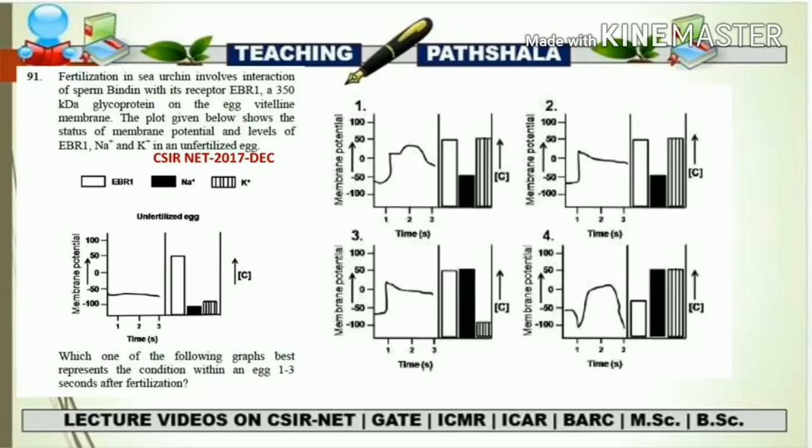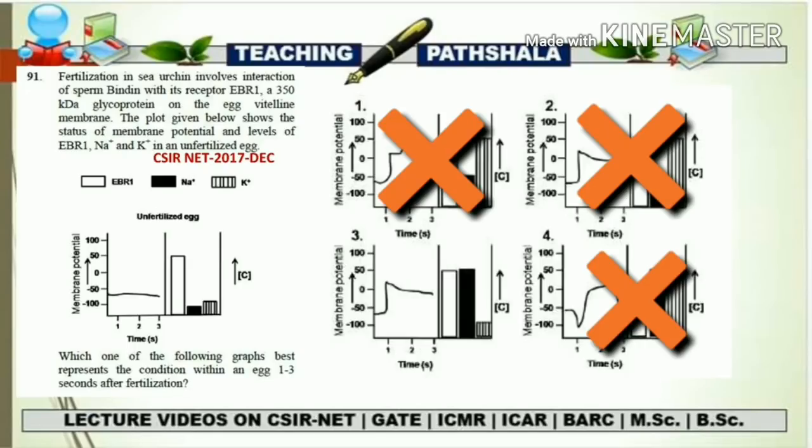So we have seen all the different conditions of the fast block of polyspermy: there will be an increase in the sodium concentration, a little bit of decrease in the potassium concentration, and no effect on EBR1 after the fertilization. So if you see all the graphs, the first, second and fourth graphs are showing a very high level of potassium ion concentration. Okay, and this makes no sense, why would there be an increase in potassium ion when there is a fast block of polyspermy occurring? So in this way I have easily eliminated the first, second and fourth options.